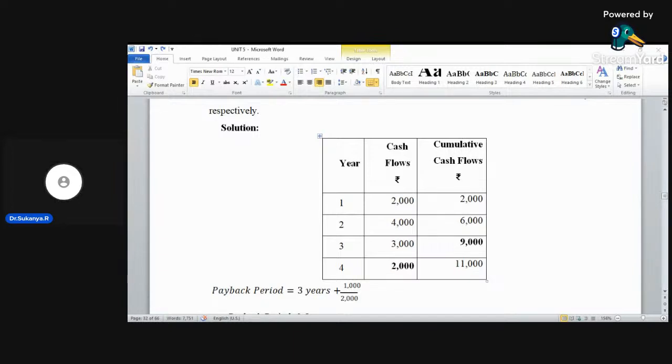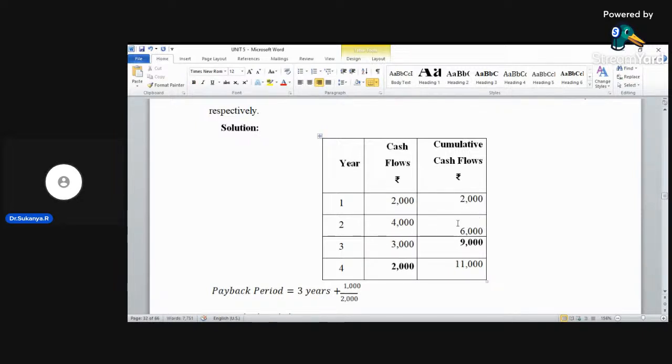Now, what you should keep in mind is that after writing down the cash inflows, you have to find out the cumulative cash inflows. When it comes to cumulative cash inflows, dear students, in the first year the cumulative cash inflow is 2,000 rupees. And in the second year, it will be 2,000 plus 4,000. That is, 2,000 is the cumulative cash inflow of the first year, and along with that you add the cash inflow of the next year, which is 4,000. So you get 6,000.